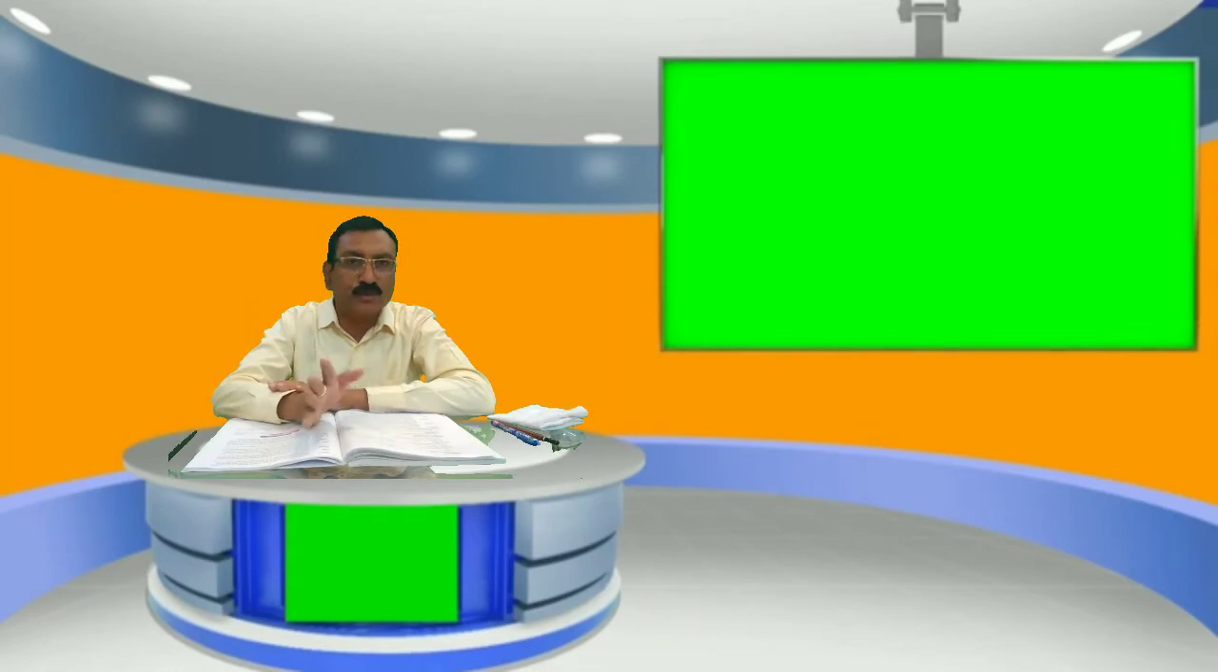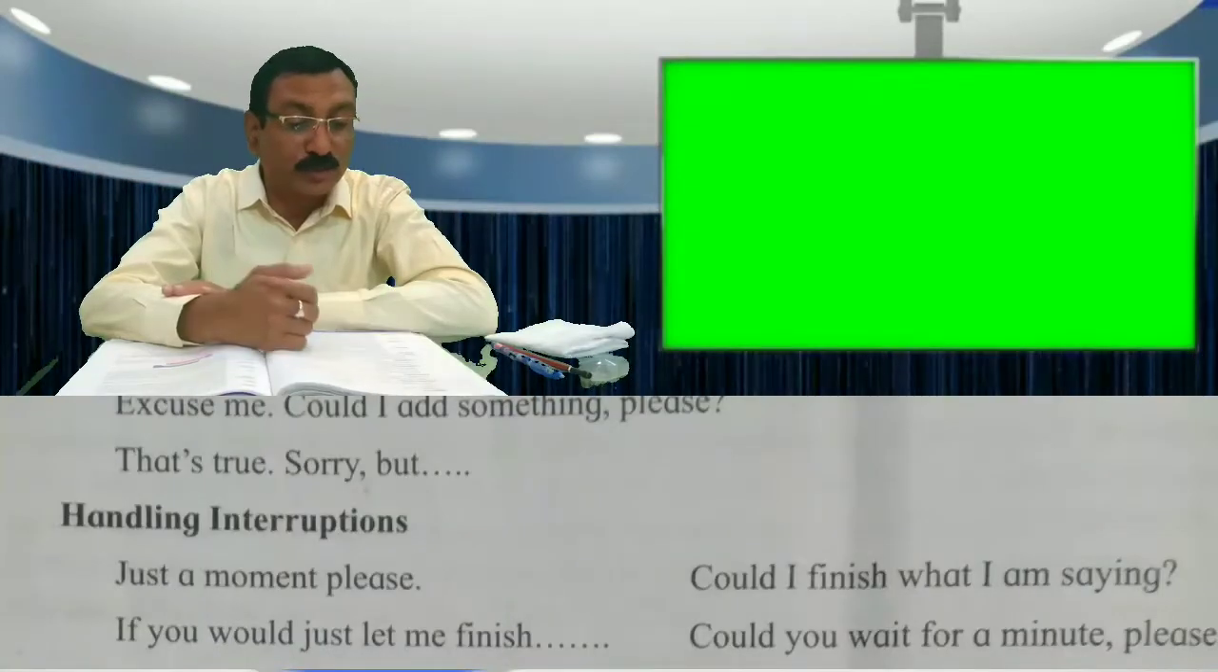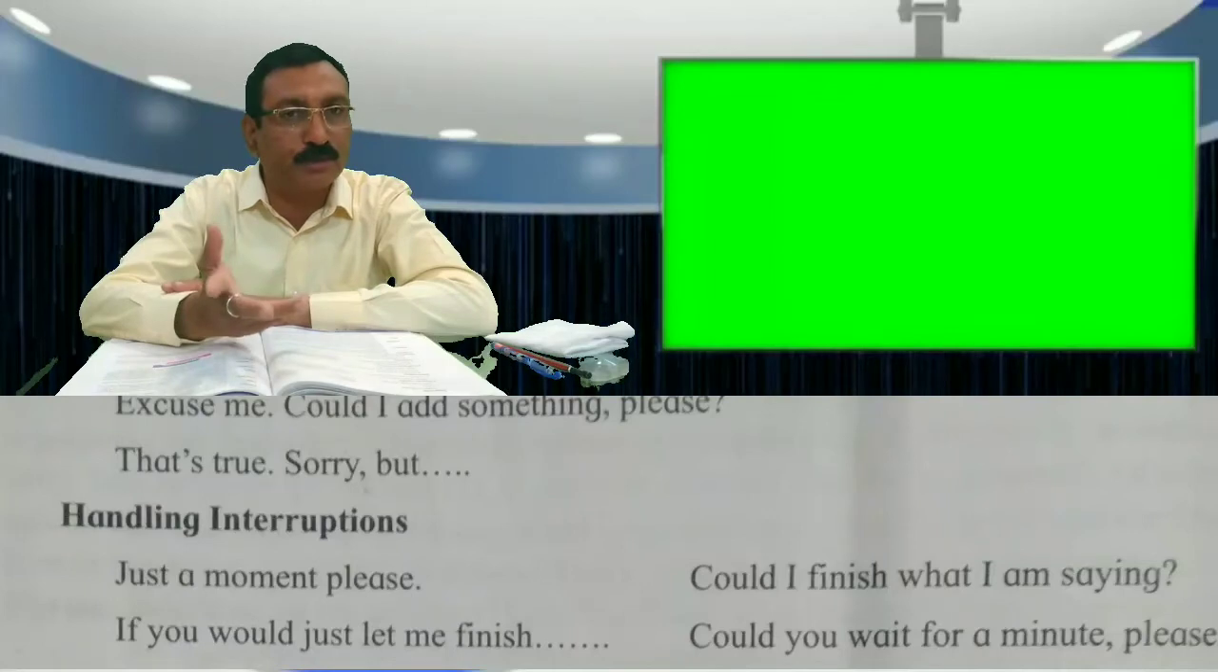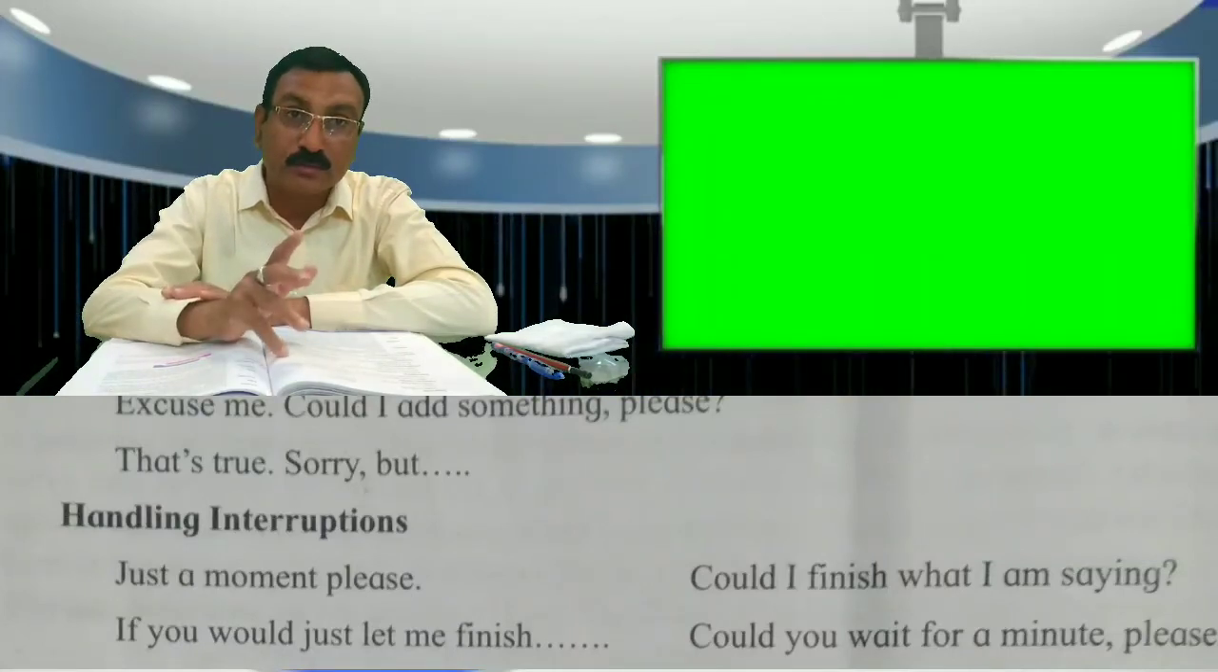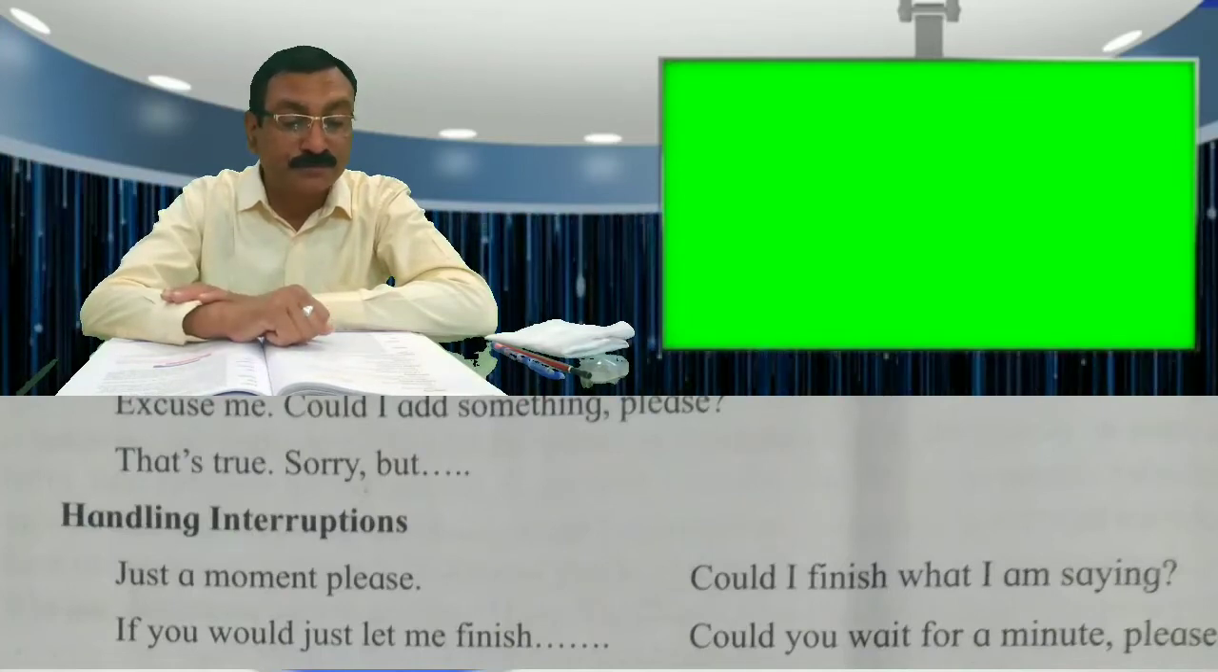So in group discussion, participants express their views and opinions. Not all the participants agree with what other participants express or say. Sometimes the discussion can be interrupted. So how can these interruptions be handled? Expressions like "just a moment please" can be used to tackle the interruption.